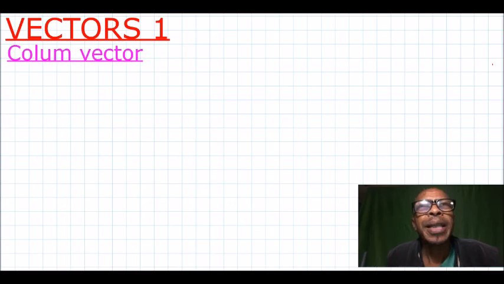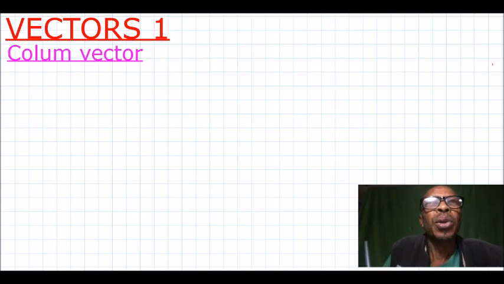In this part of vectors, we are going to discuss the column vector. Column vector is very important in vectors. Once you understand the column vector, we are going to use it for the whole of vectors, even vectors 2 in Form 3. So what is a column vector? A column vector represents the displacement of a vector. We said a vector is a displacement.